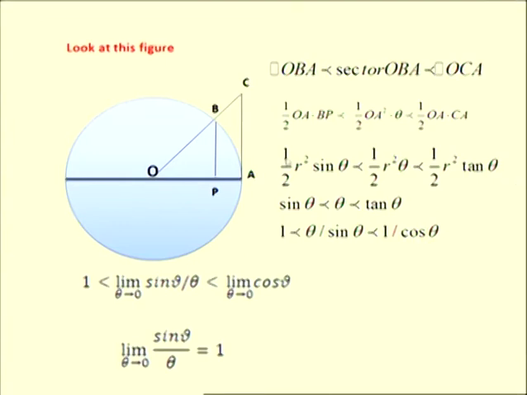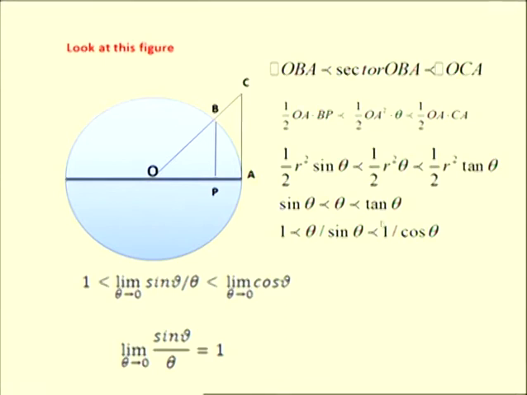Now 1/2 and r square are common in all these expressions, 1, 2 and 3, so we are cancelling them. The rest of the expression is sin theta here, only theta here, and only tan theta here. So sin theta is less than theta, and theta is less than tan theta.